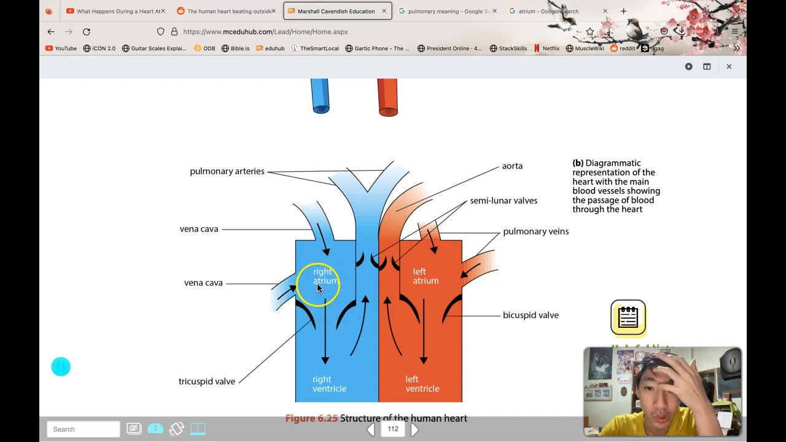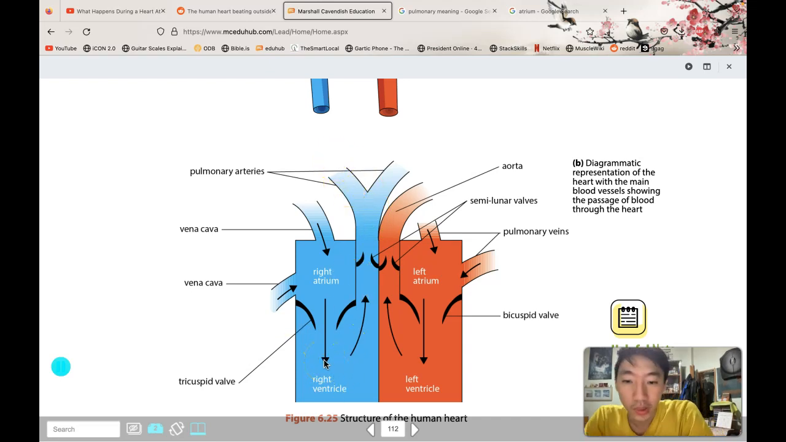Then the right atrium will contract slightly and push the blood down into the right ventricle through this valve known as the tricuspid valve. The function of this valve is that it prevents the blood from flowing backwards. Blood must only move in one direction, and it cannot be allowed to have this thing called backflow of blood. So these valves prevent the blood from going from the right ventricle into the right atrium. It cannot be like that. It must be from the right ventricle towards the pulmonary arteries.